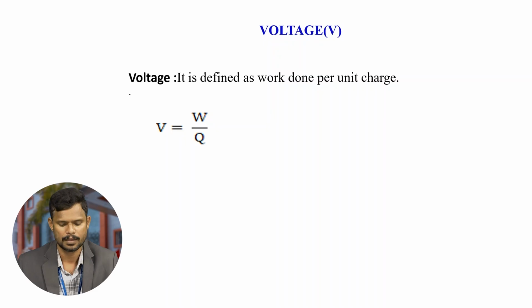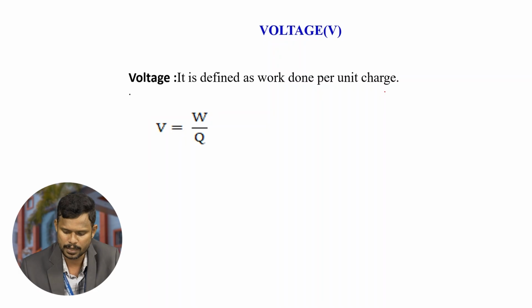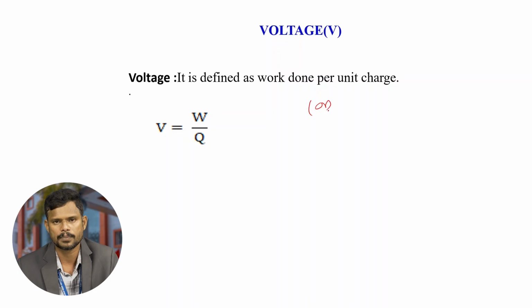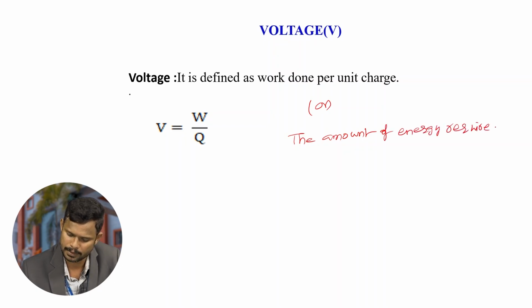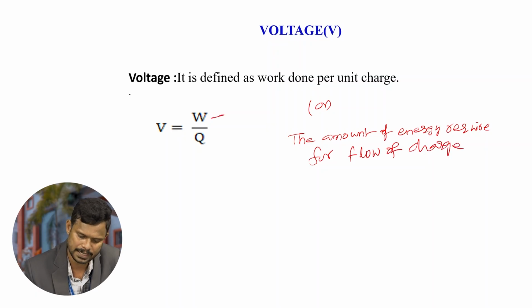Next, voltage. Voltage is defined as the work done per unit time. In other way, it is a driving force of the current, and the driving force of current is called voltage. In other way, the amount of energy required for flow of charge is called a voltage.